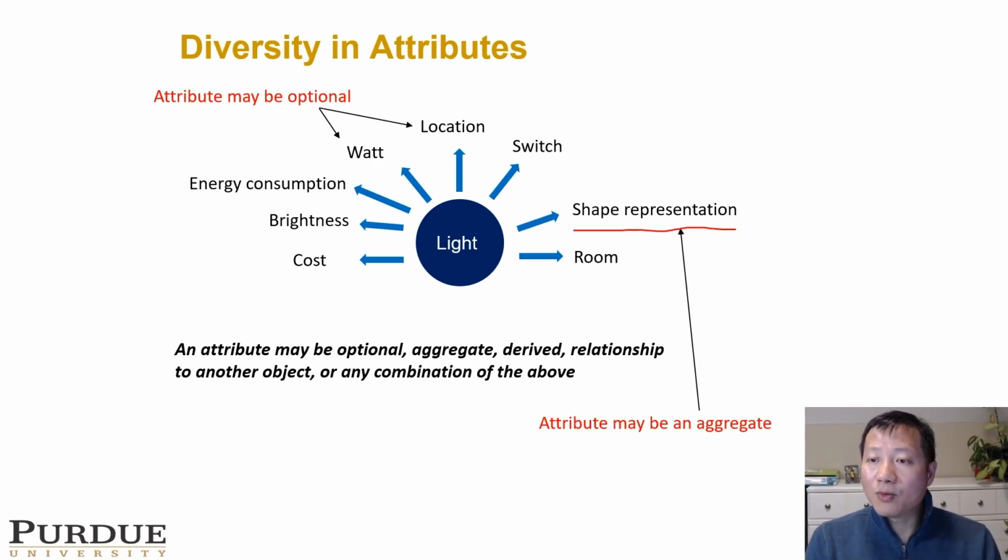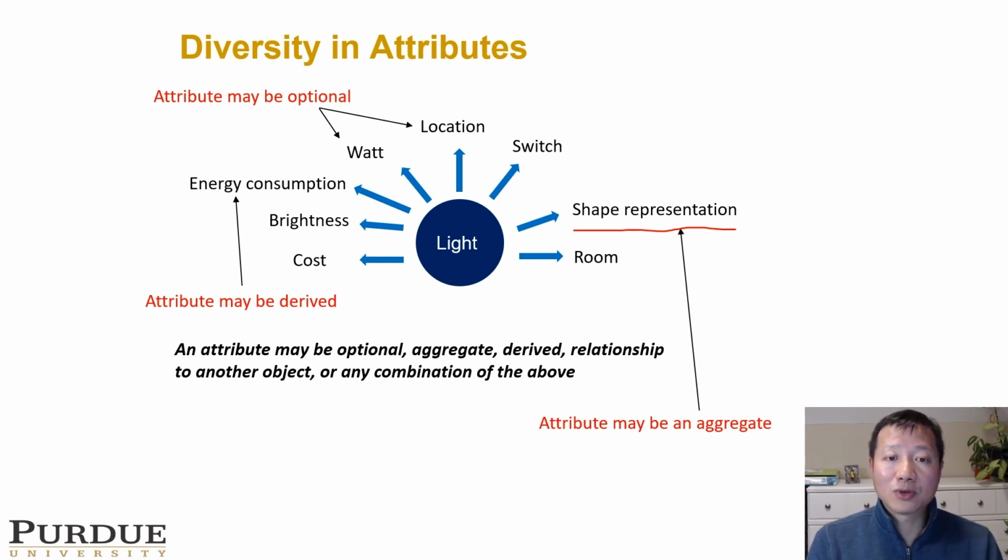Now, this is what we talk about with the shape representation. This is an aggregate. You have many individual attributes or properties in order to complete the shape representation. Some attributes could be derived. For example, look at the energy consumption. Energy consumption depends on the power or the watts of your light, as well as the time or the length your light is turned on.